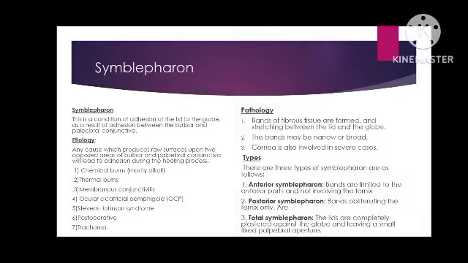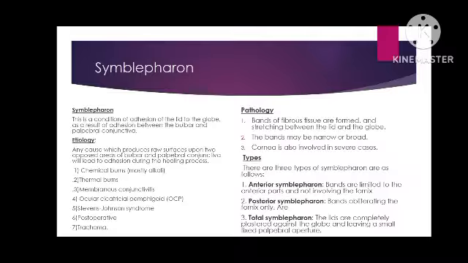And next one is pathology. Bands of fibrous tissue are formed, stretching between the lid and the globe. The band may be narrow or broad. The cornea is also involved in severe cases. Types: there are three types of symblepharon, as follows.